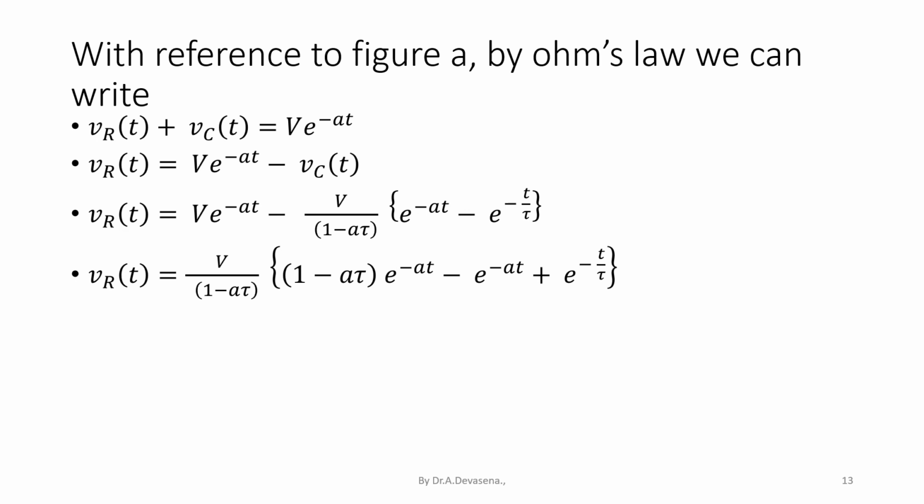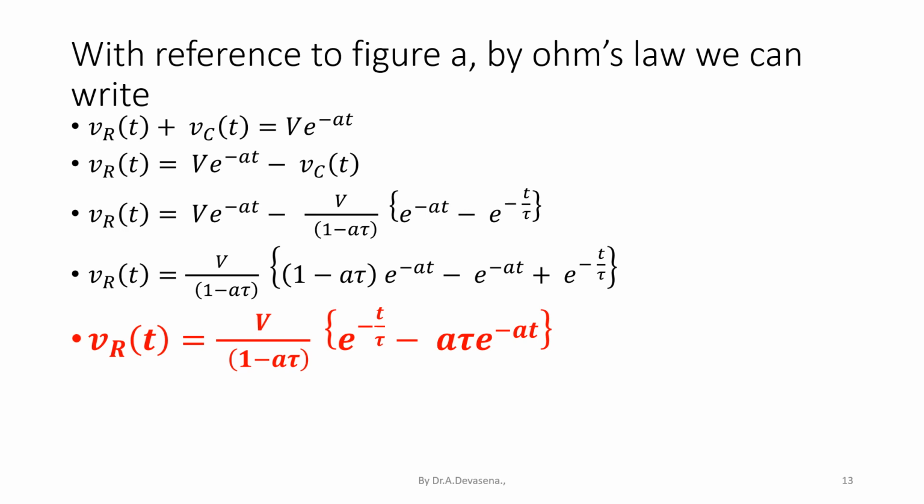That is, VR of t is equal to V divided by 1 minus A tau into, open the bracket, 1 minus A tau e power minus at minus e power minus at plus e power minus t by tau. If we simplify this equation, then we get VR of t is equal to V divided by 1 minus A tau into, open the bracket, e power minus t by tau minus A tau e power minus at. This is the voltage drop across the resistor.